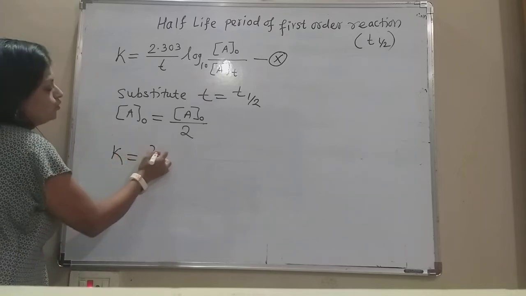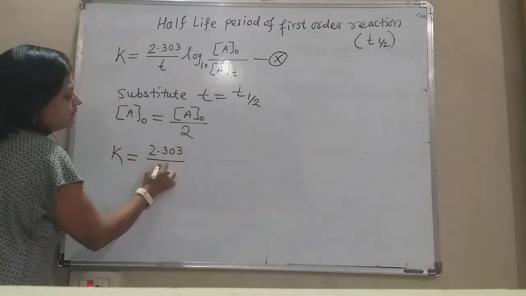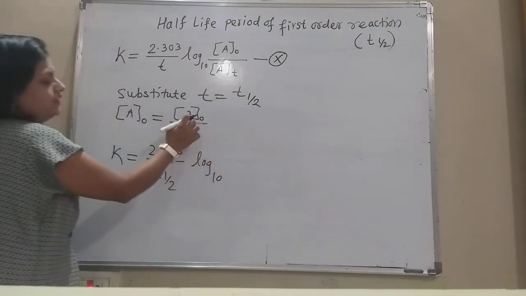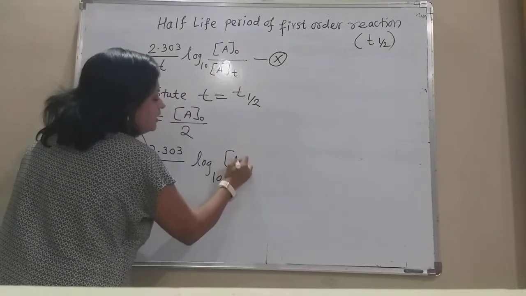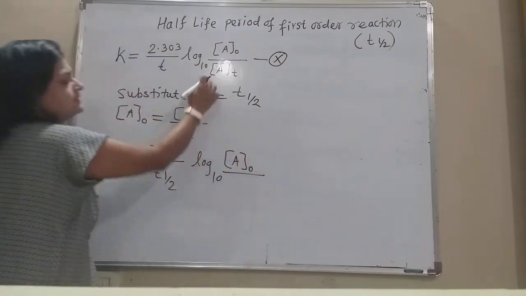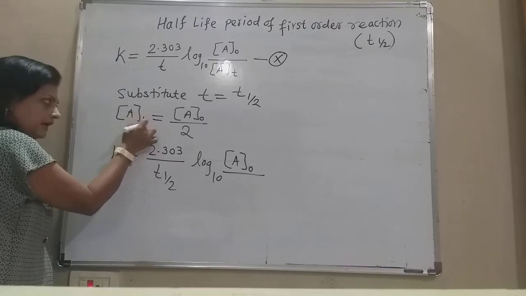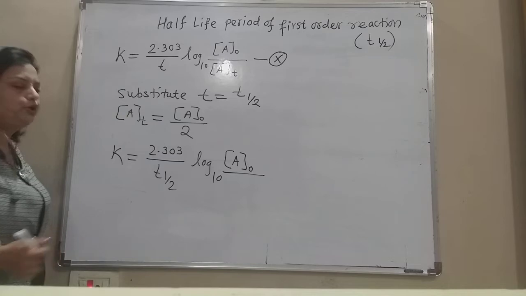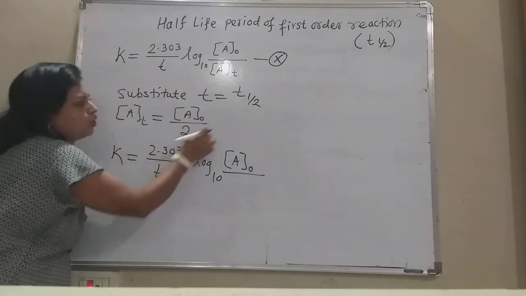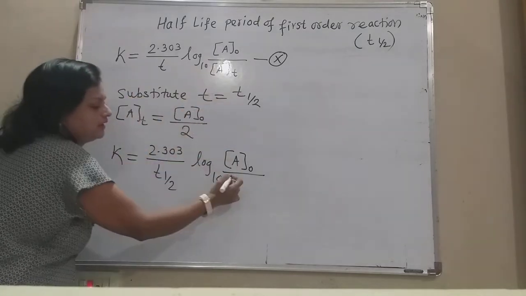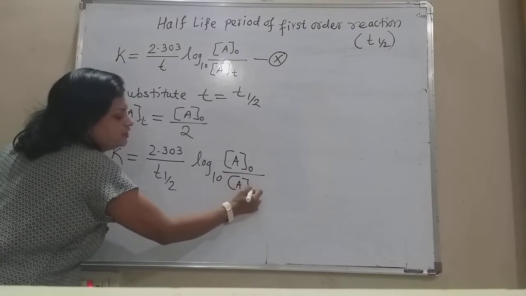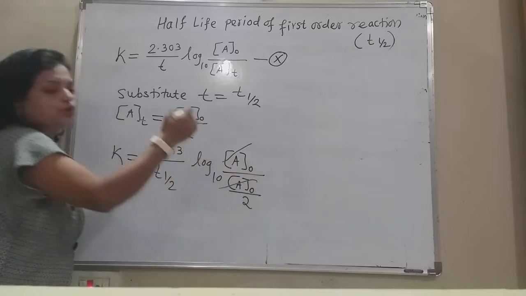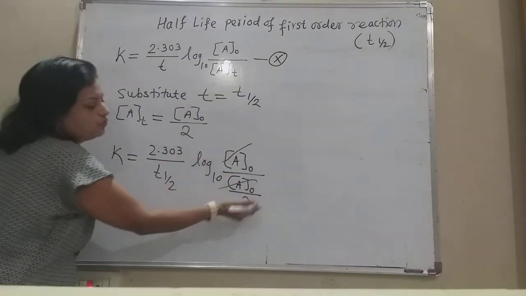k is equal to 2.303 divided by t half, log to the base 10 of A0 divided by At. After half time, At becomes A0 divided by 2. So substitute this value of At in this equation. Here it is A0 divided by 2. Now this A0 gets cancelled, and this 2 goes up.